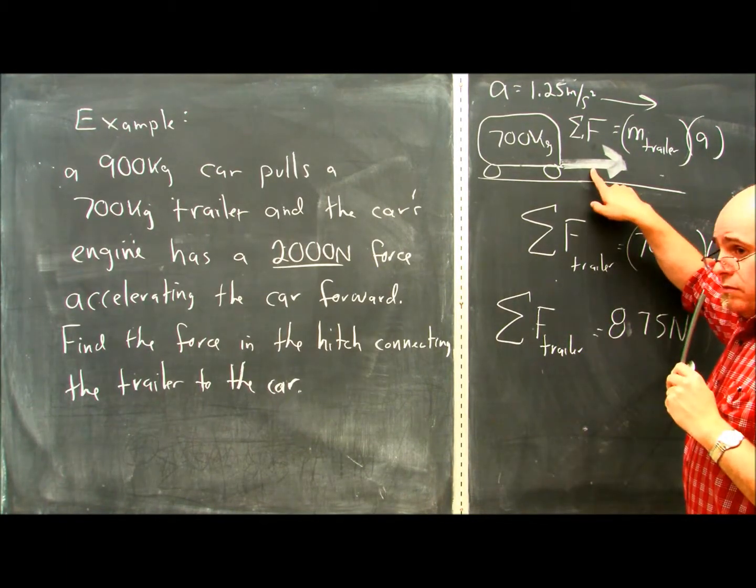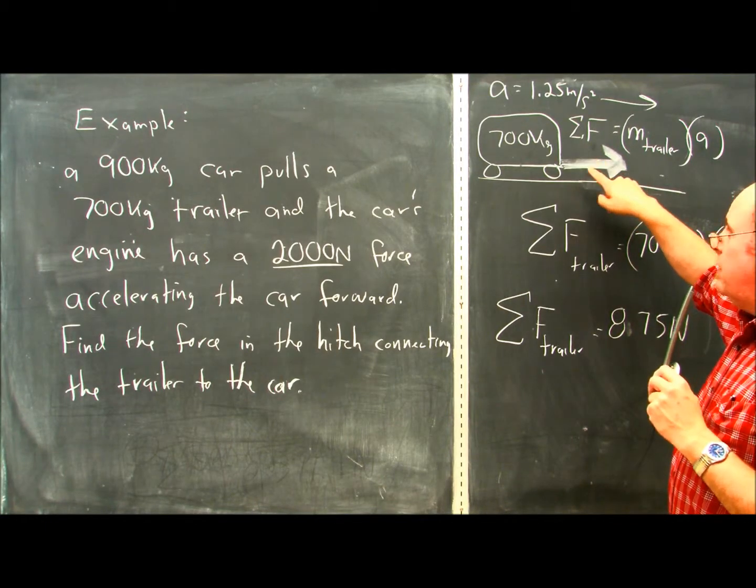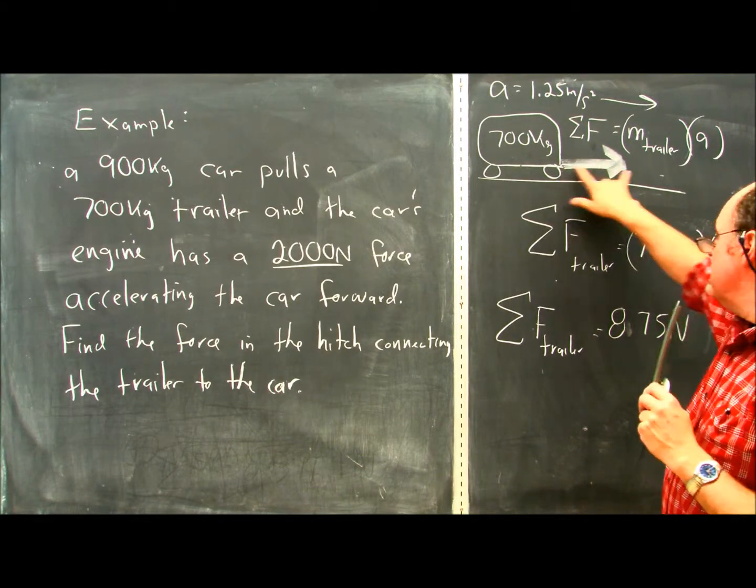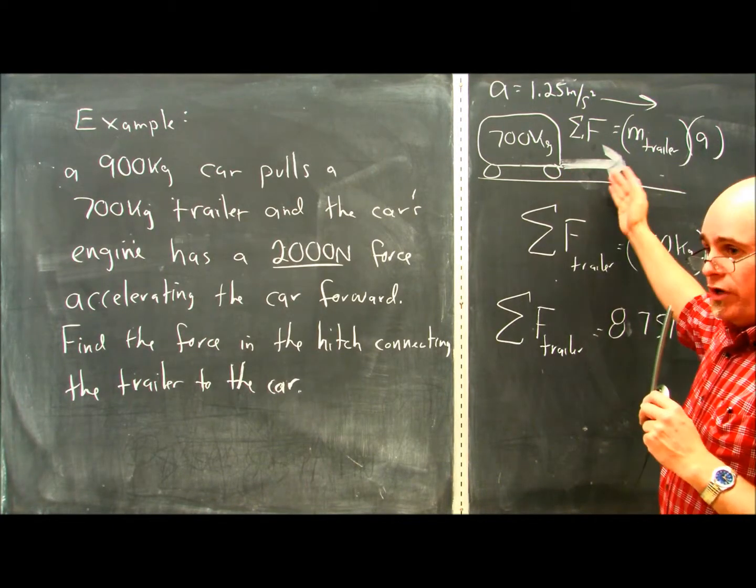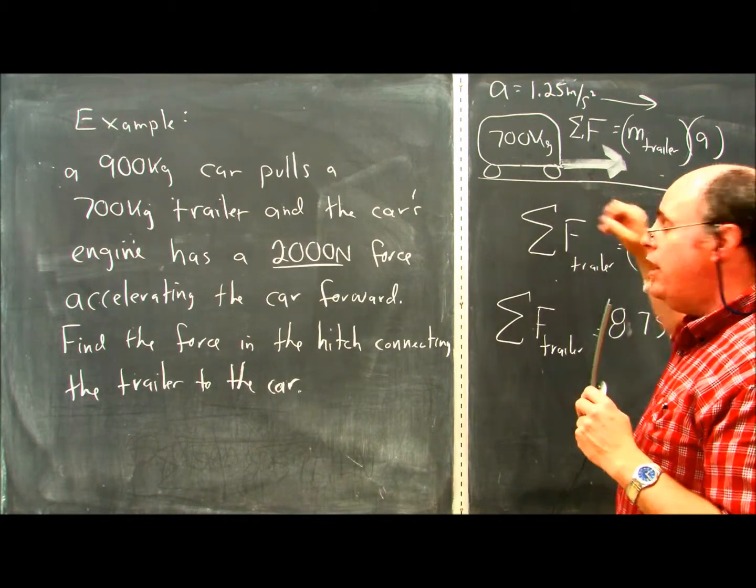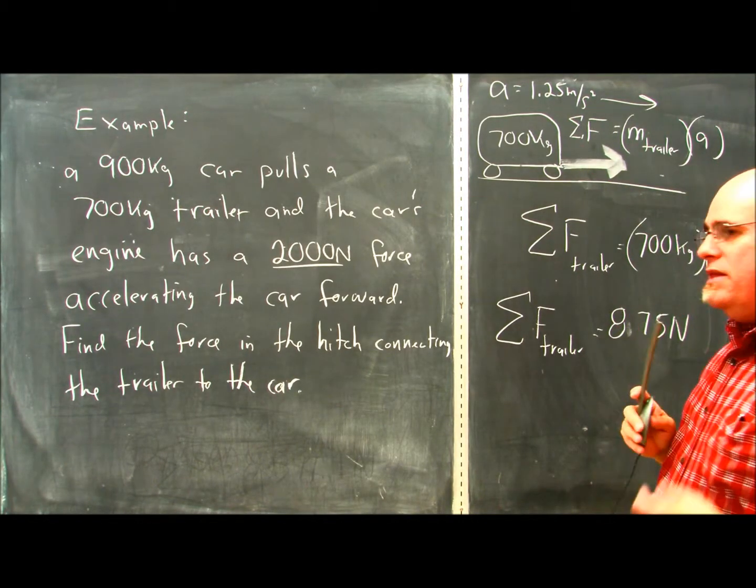But that's what this is right here. That is, in fact, the force that's in this connecting piece. If it's a chain, we would call it a tension. If it's a rod, we could also call it the tension in the rod. But that's our force right there. So that is the force in the hitch.